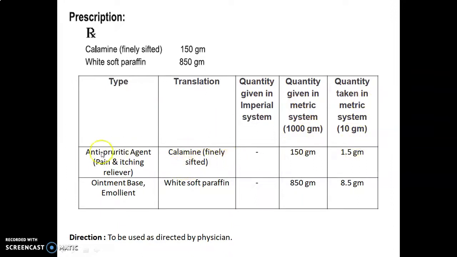Calamine, finely sifted, is used as an antipruritic agent, meaning a pain and itching reliever. Quantity given is 150 gram, so the quantity taken should be 1.5 gram. Second is white soft paraffin, used as an ointment base and emollient. Quantity given is 850 gram, so the quantity taken should be 8.5 gram to prepare 10 gram. Direction: to be used as directed by the physician.